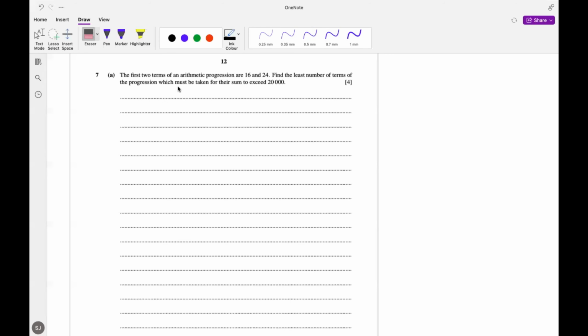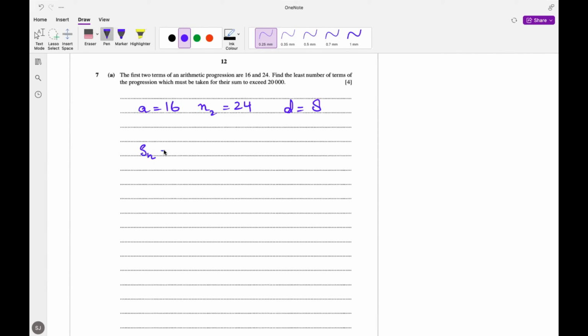In question 7, part A, it says that the first two terms of an AP are 16 and 24. So a is equal to 16 and the second term is 24. As it is an AP, we can say that the common difference will be 24 minus 16, which is 8. We have to find the least number of terms of the progression which must be taken for their sum to exceed 20,000.